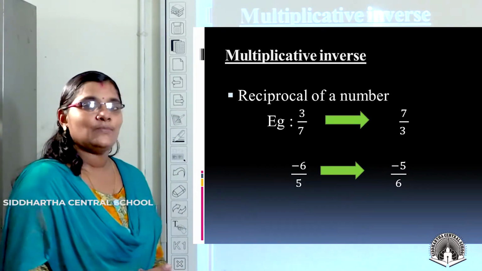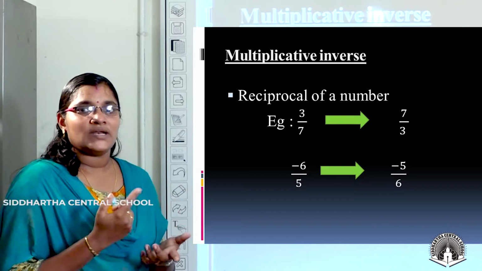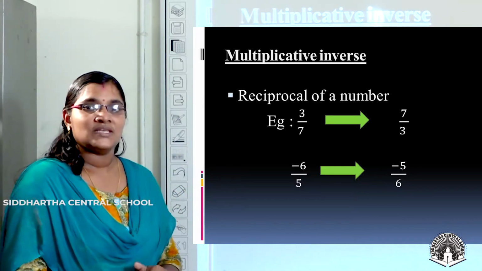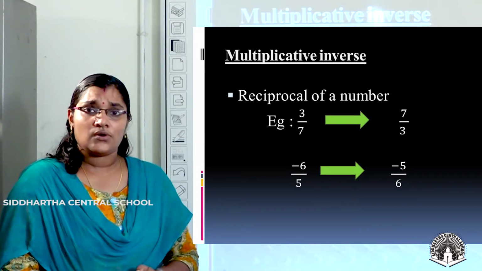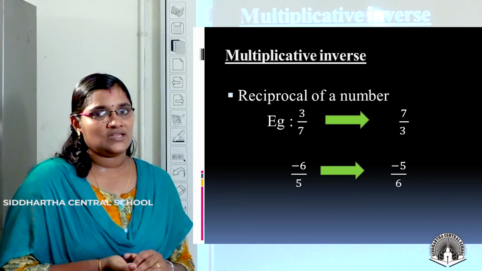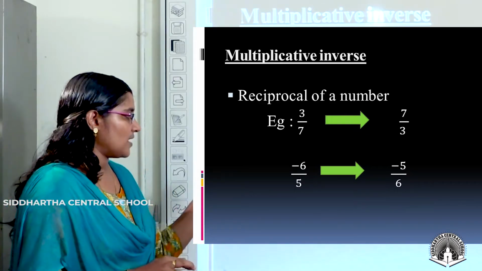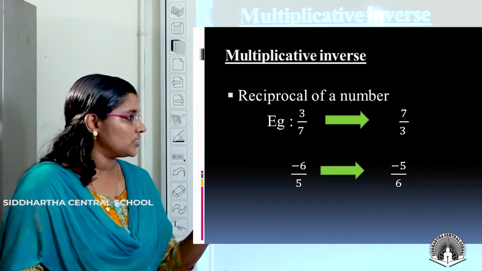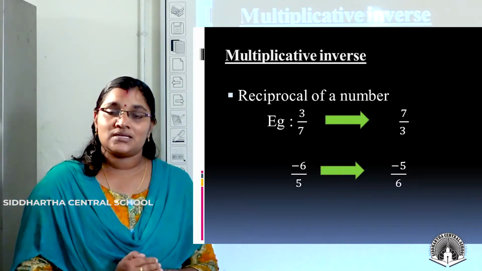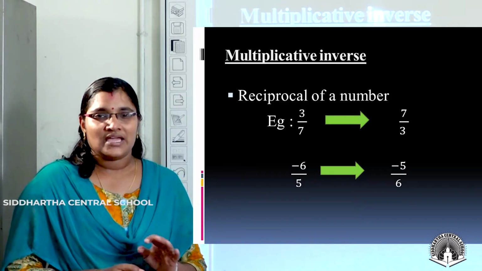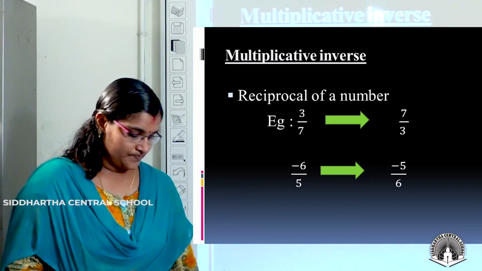So example, 3 by 7. For the multiplicative inverse of 3 by 7, you interchange the numerator and denominator. So the answer is what? 7 by 3. The next is minus 6 by 5. Here also you interchange the numerator and denominator. No need to change the sign. Okay, the sign stays the same. So minus 6 by 5 is equal to what? Minus 5 by 6. So multiplicative inverse means what? The reciprocal of that number. That means you have to interchange the numerator and the denominator.